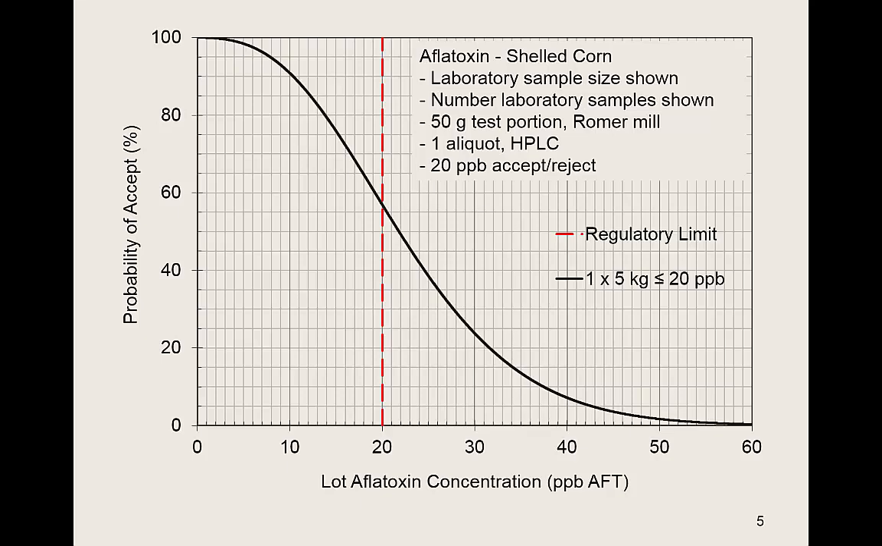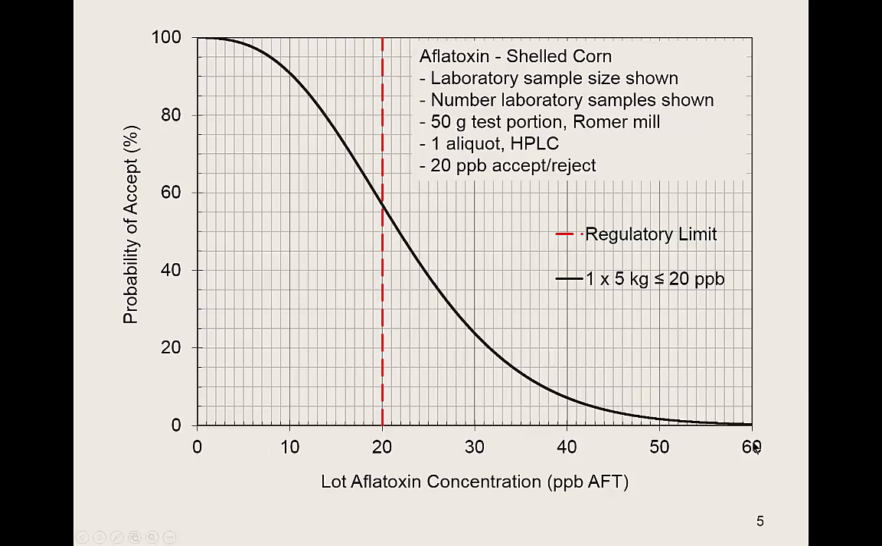This particular curve is for aflatoxin in shelled corn for one 5 kilogram laboratory sample where it was prepared with a Romer mill, and a 50-gram test portion was extracted and analyzed using HPLC. The accept-reject limit was set at 20 ppb. So this operating characteristic curve shows the performance of that testing plan.